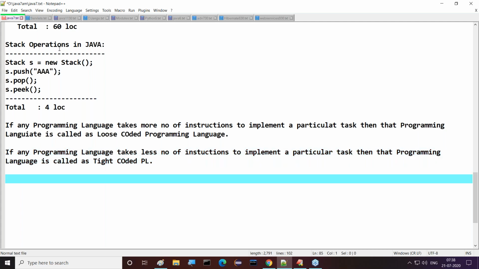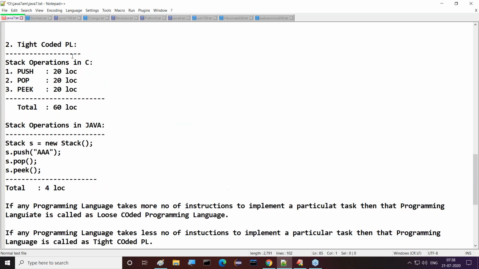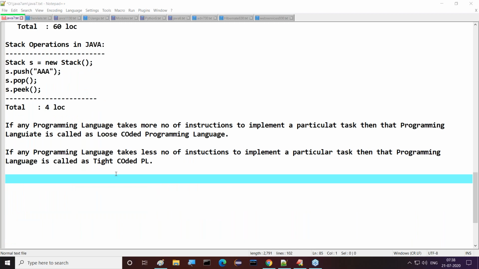So between C and Java, I compared the C programming language and the Java programming language in a relative comparison. Now you have to decide which programming language is a tightly coded programming language and which is a loosely coded programming language. Please confirm to me, guys.